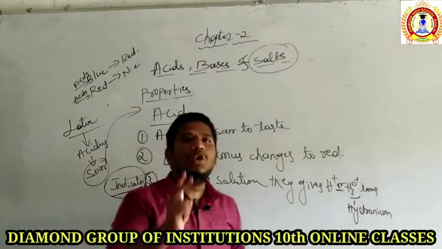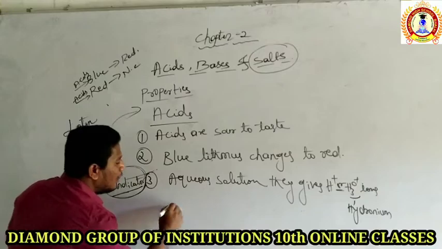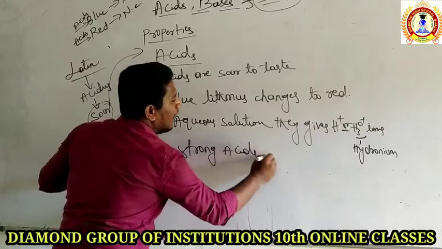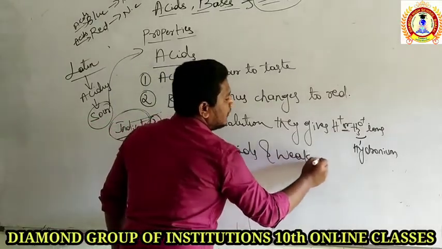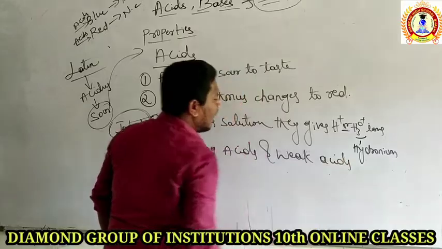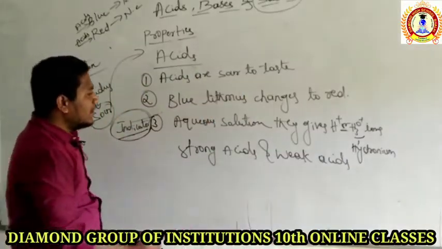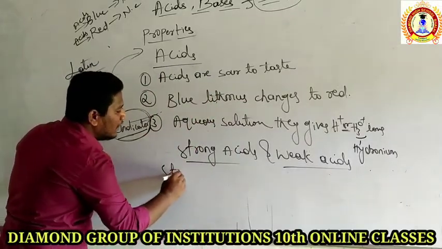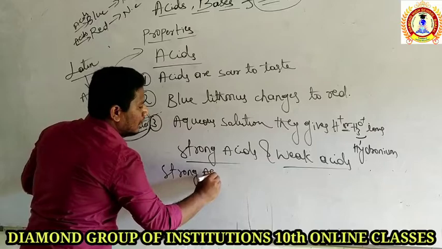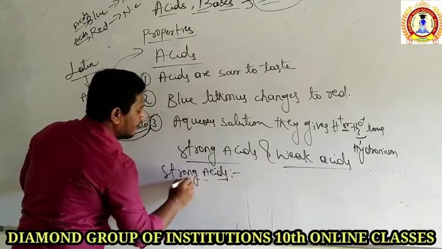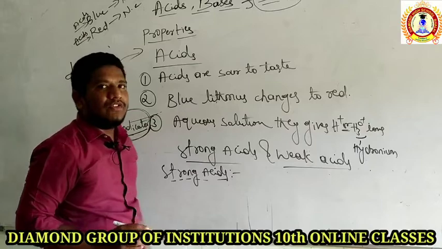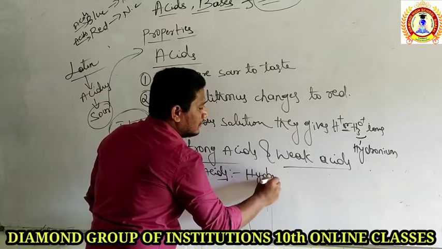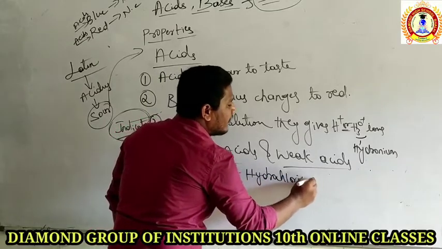And in acids again there are two types, known as strong acids and weak acids. There are two types of acids, strong acids and weak acids. Then the question is, what are strong acids? We may give examples of strong acids such as hydrochloric acid. Hydrochloric acid is a strong acid.